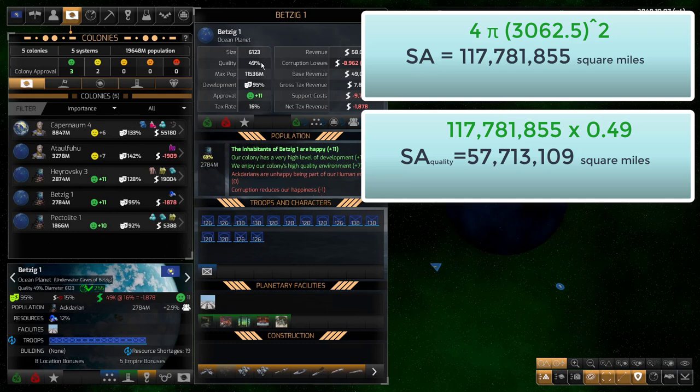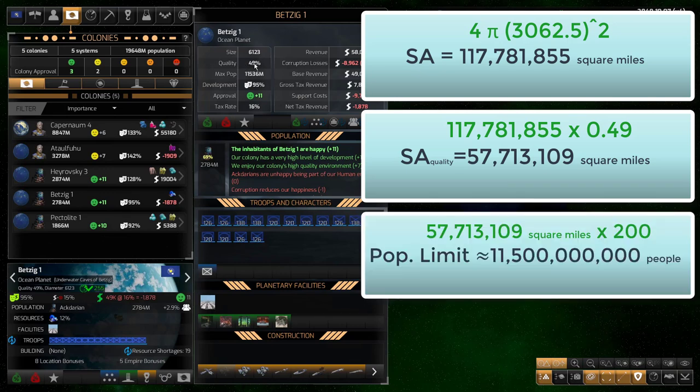And there's a lot of urban sprawl across most of the habitable part of the planet. Regardless of what motivation the developer used, he picked the number 200 people per square mile for the habitable part of the planet. So we're going to say about 50% of the planet is habitable at 49% quality. So that turns out to be approximately 60 million square miles times 200 people, which gives you this 11 billion.